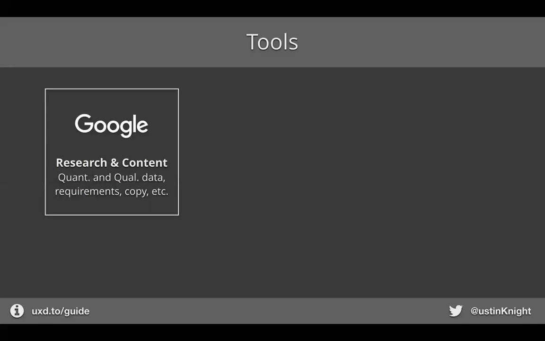In the same way that we have a very simple process and a very focused process, I believe in using simple and focused tools. So all of our research and content, whether it be quantitative or qualitative data, our design requirements, our copy, everything is contained in Google Apps. Anything that can be documented, we just keep it in Google Apps. We sync it across our teams using the Drive, so docs and sheets and folders, and that's where that stuff lives. And we know that we can always go in there and find the copy or find the research whenever we need to.